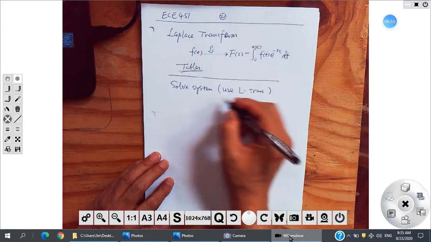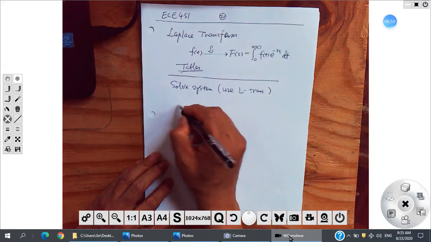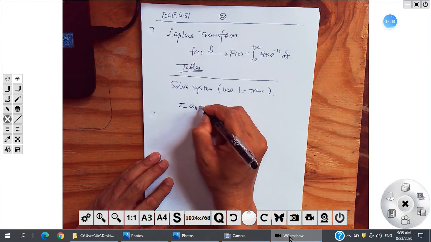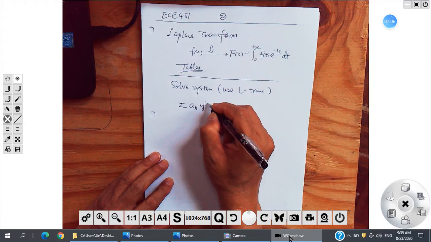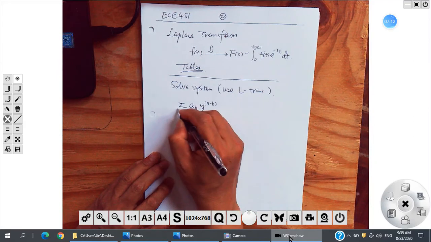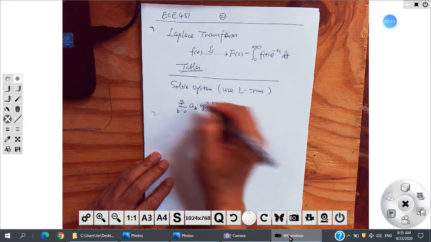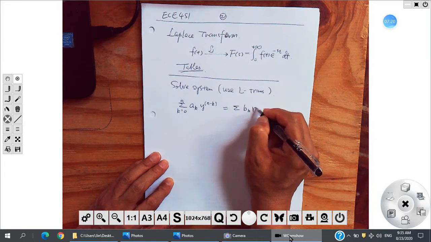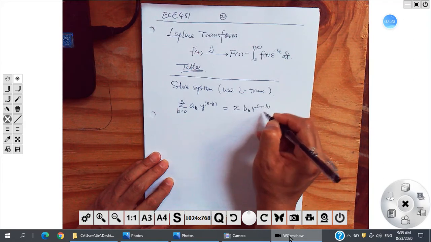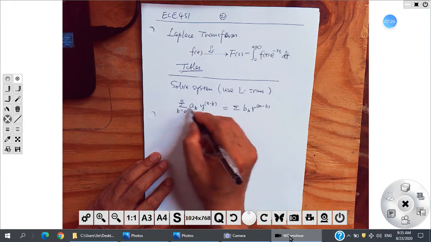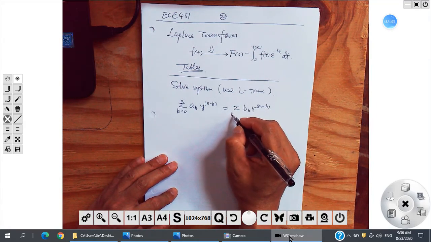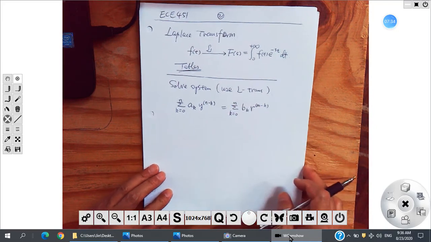We start from here. Suppose we have a system: the summation of a_k times the derivative of y of t, with order n minus k, k running from 0 to n, equal to this side, the summation of b_k times the derivative of the input r, with order m minus k, not n, it's m, a different order. They may be the same, but in most cases they're different. Here k runs from 0 to m. Suppose this is the system.